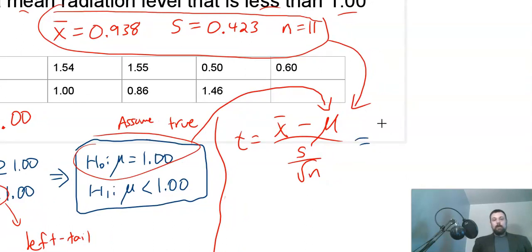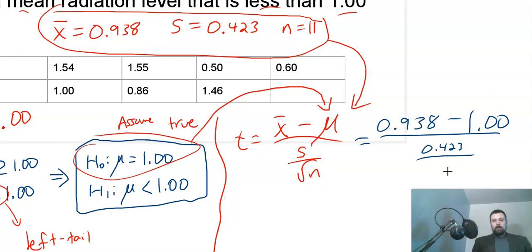The sample mean is 0.938 minus the population mean. We're assuming that's 1.00, over s, which is 0.423, divided by the square root of n, which is 11.